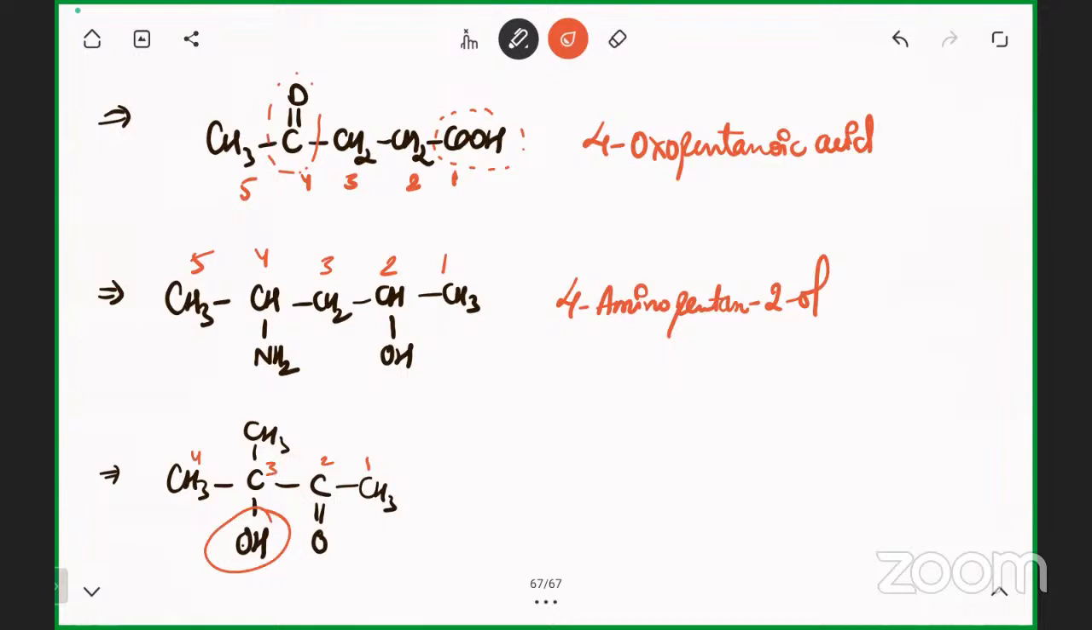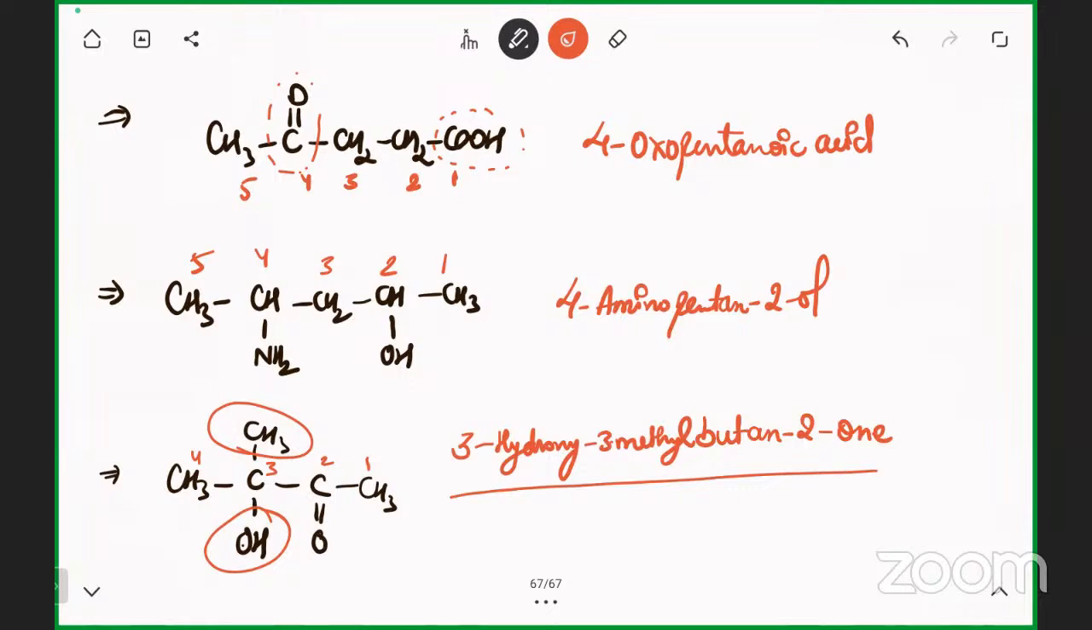See, we have this hydroxy, we have this methyl, but we have to write in alphabetical order. Then the name will be 2-hydroxy and 2-methyl. Why 2? Oh, sorry, sir, 3. 3-hydroxy, then 3-methyl. Then 4 carbon, then butane. Second position, it's ketone, 2, and then you write one at the end. The name will be 3-hydroxy-3-methylbutan-2-one. Clear?